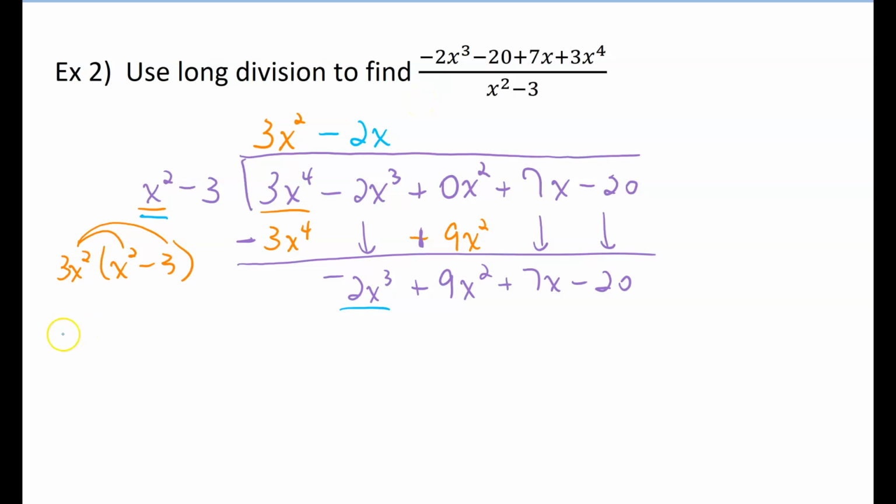And just like we did before, I'm going to take that negative 2x and multiply it to the whole divisor. So there's our negative 2x cubed, and negative 2x times negative 3 will give me that positive 6x. Again, we're going to skip over this x squared term and add the 6x to the column that has the x variable.